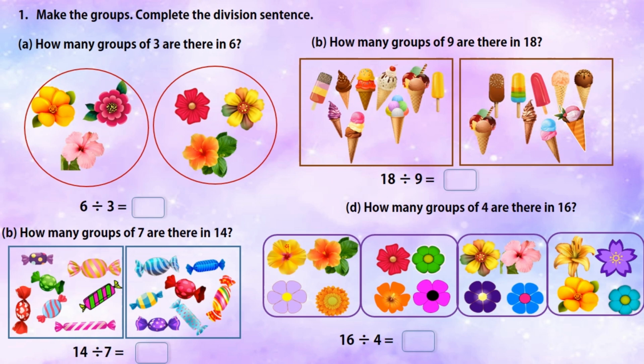Children, here is the worksheet where you will have to make the groups and complete the division sentence. So in the first one, how many groups of 3 are there in 6? You can see there are 6 flowers which is divided into groups of 3. Now you will have to write in the blank provided how many groups of 3 flowers are there in 6. So 6 divided by 3 equals dash. You will have to fill up the blank space.